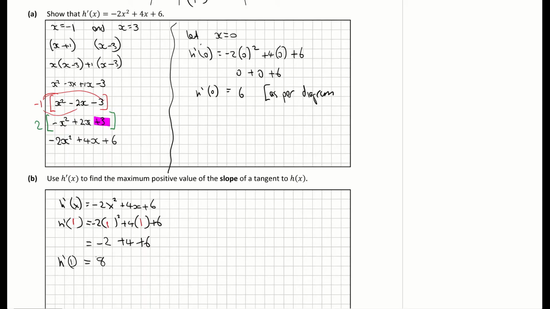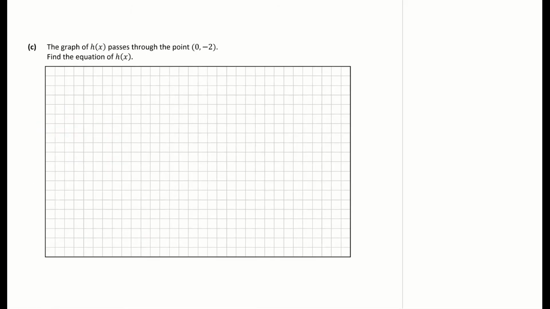If we keep on scrolling down now to part C, it's telling us that the graph of h of x passes through the point 0, minus 2. Find the equation of h of x. Again, just to recap what we have here, h dash of x is the derivative of my original cubic function, which is minus 2x squared plus 4x plus 6. So we want to find what was our cubic function before it was differentiated.